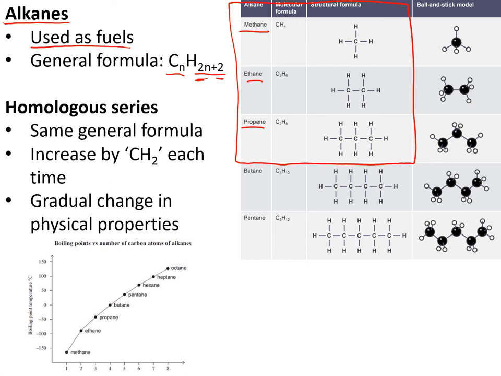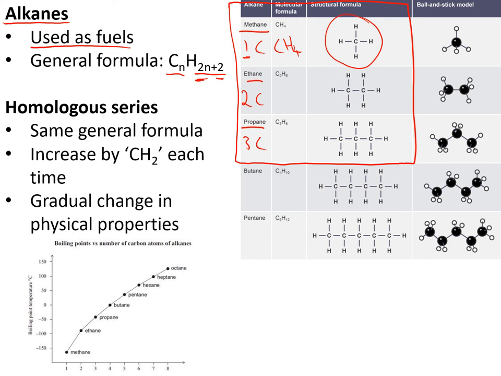Now methane has one carbon, ethane has two carbons, and propane has three carbons. So if we start with methane, to work out the number of hydrogens, you do 2n+2. So if n is 1, 2 times 1 plus 2 gives you 4. So we've got the formula CH4. And you can see the structure here. It is one carbon surrounded by four hydrogens.